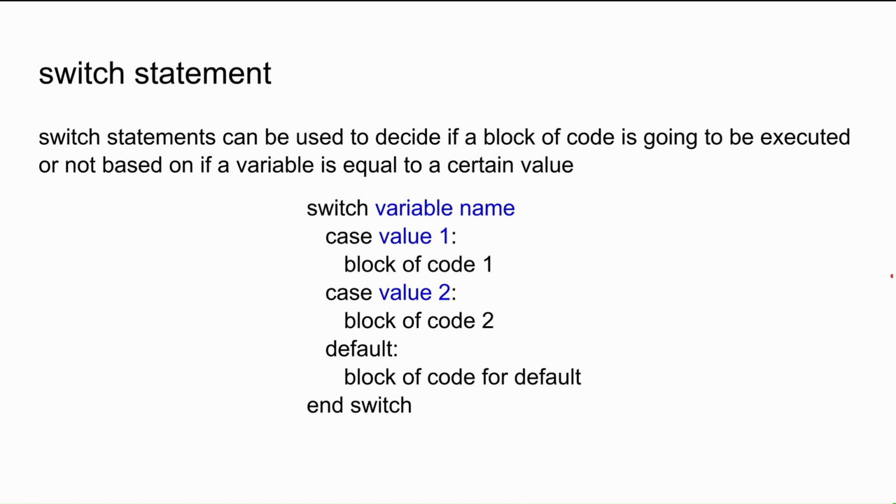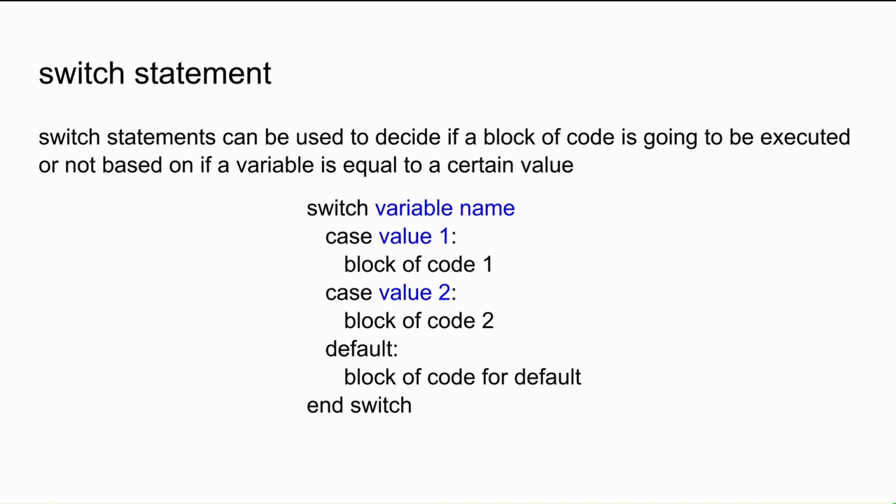Okay, we are done with the if statements now, and I will explain the switch statement. Switch statements can be used to decide if a block of code is going to be executed or not based on if a variable is equal to a certain value. As we see here, the switch is formed by the switch line and the cases. We are going to write it like this in this course.